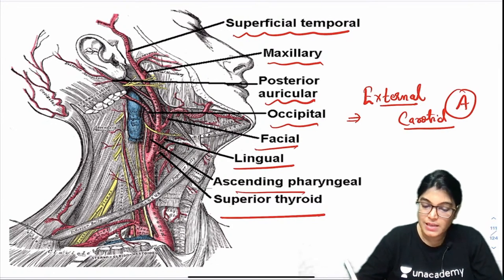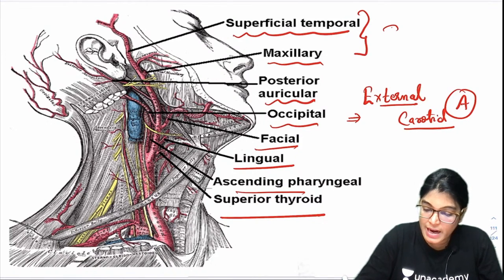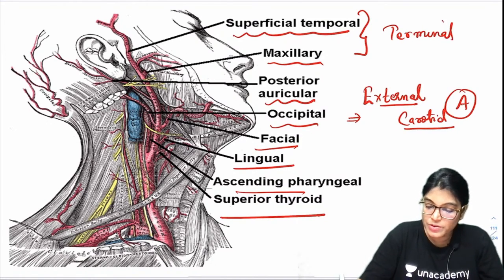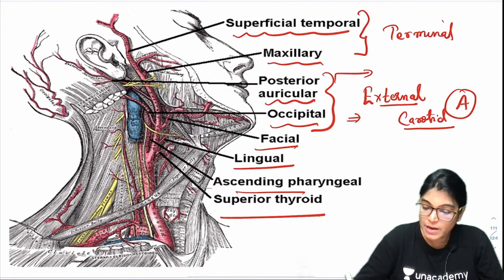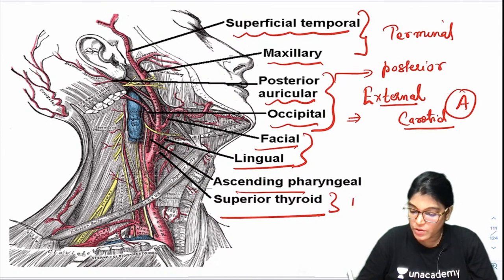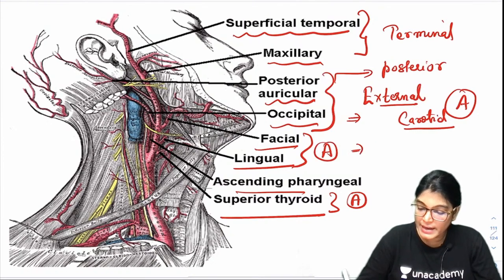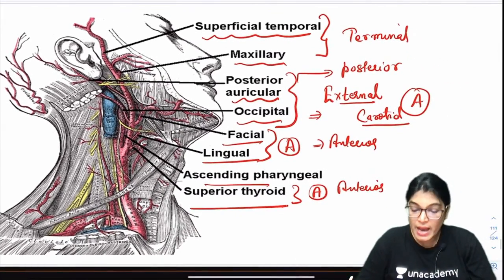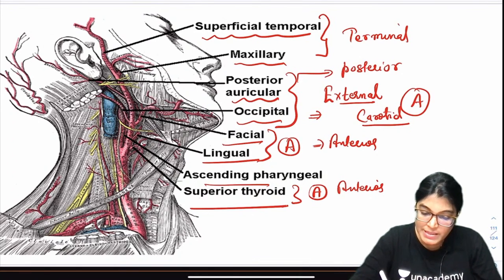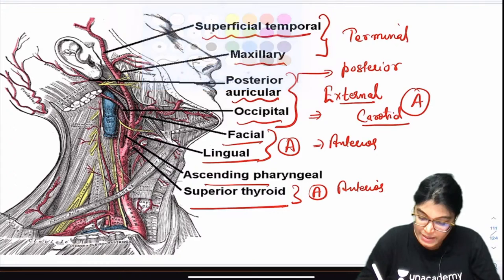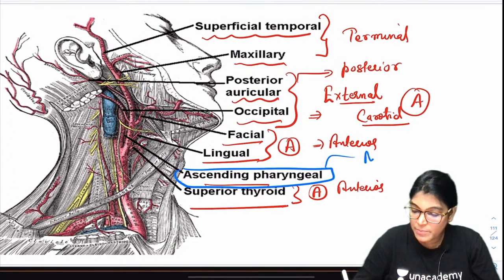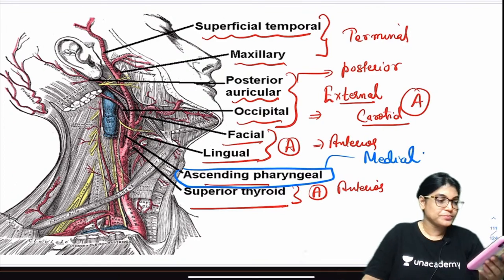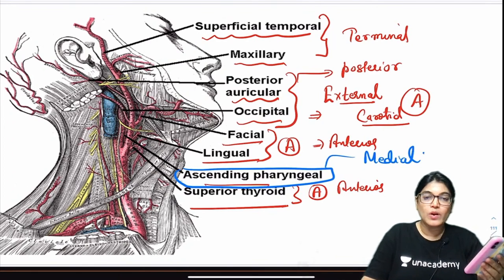Okay. So in this case, superficial temporal and maxillary are terminal branches of external carotid artery. Posterior auricular and occipital are posterior branches. Facial, lingual and superior thyroid are anterior branches of external carotid artery. And only one branch is the medial branch, and that is the ascending pharyngeal artery. So got it, everyone? Can we move on to the next MCQ?